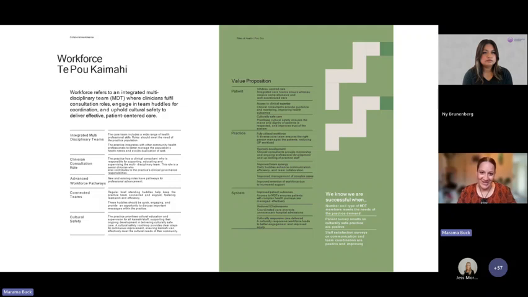We will know we have been successful when, and this is another important part of the Pou Ora model of care, we heard really clearly that practices wanted to know, what does this look like when we're doing it in a really amazing way?